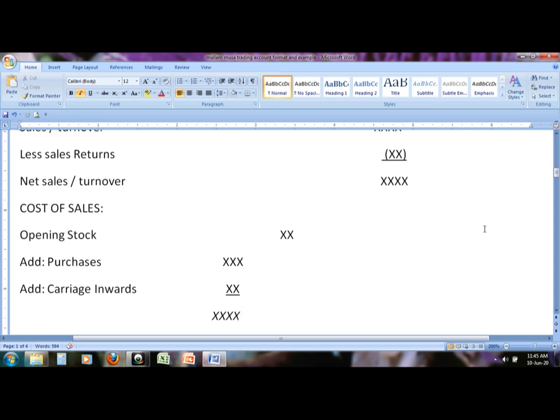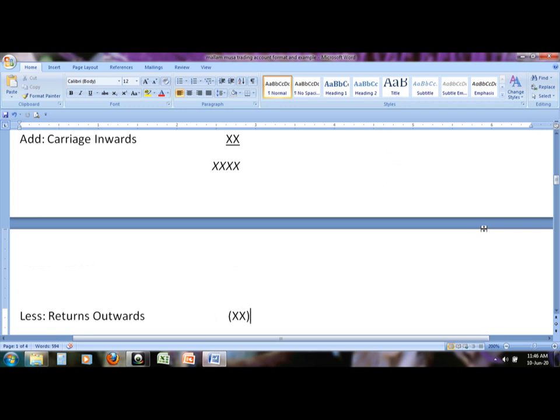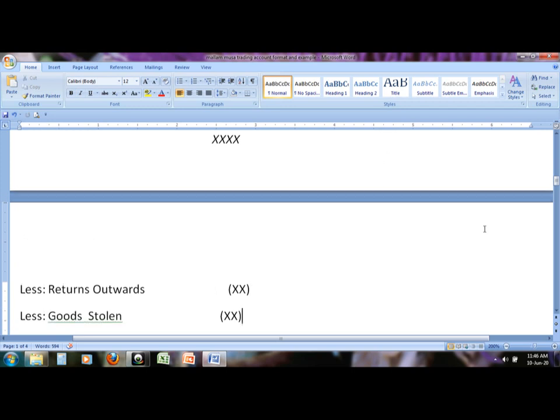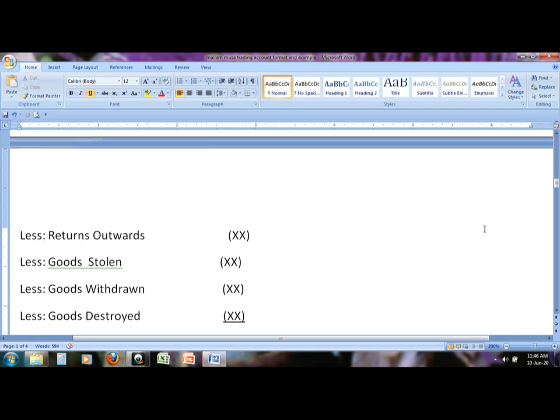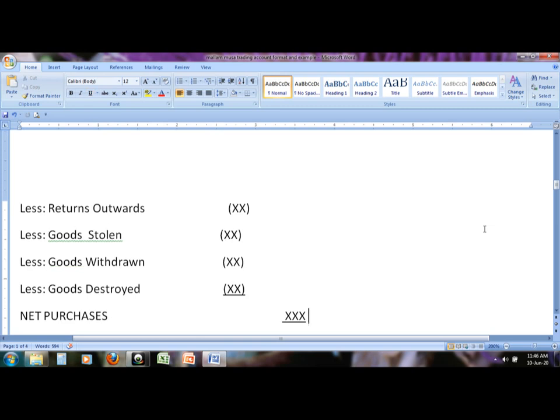So after that, you now deduct the goods returned outward, goods stolen, goods withdrawn, and goods destroyed. You add everything together, and you now take the amount away from our purchases. Thereby you have your net purchase. You take all these items away from the actual purchase, and you get your net purchase.